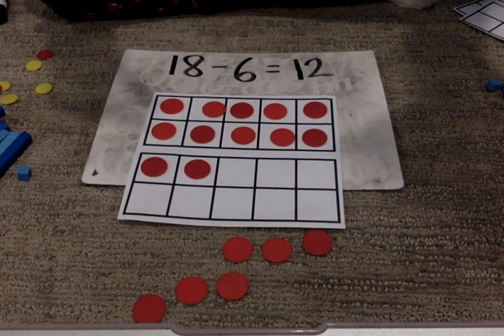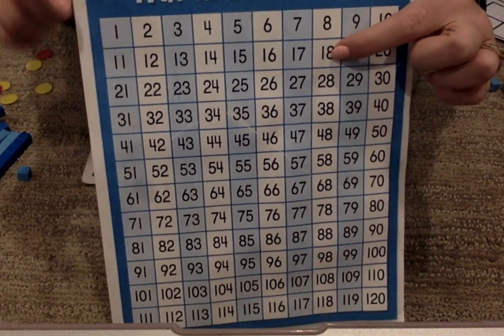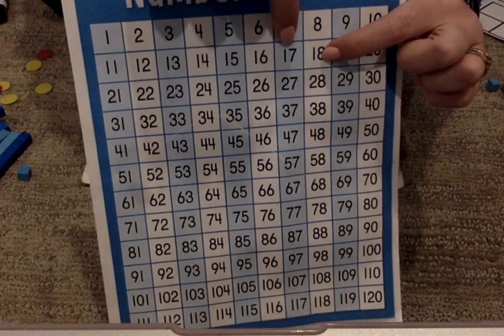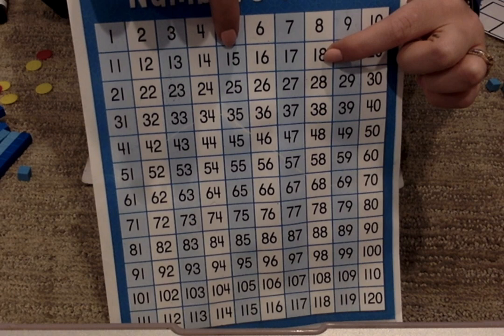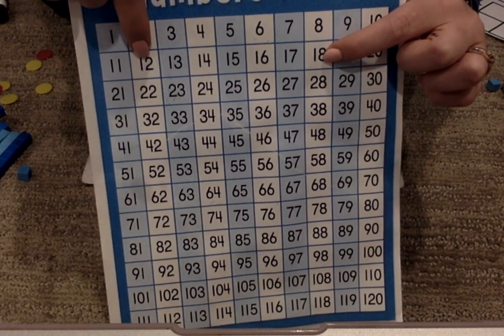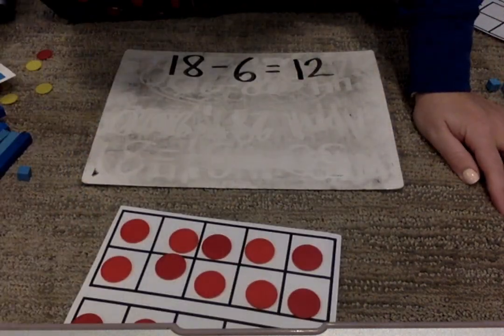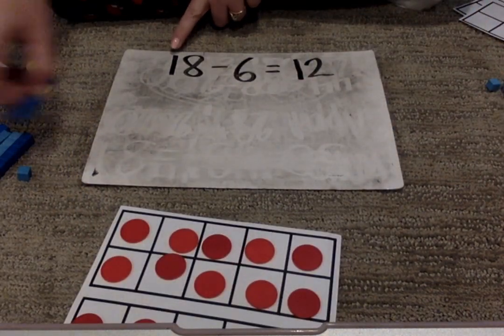Should we try our 120 chart? Let's find the number 18. We need to count backwards 6. 1, 2, 3, 4, 5, 6. 12. We could also do this problem with our tens and ones blocks.